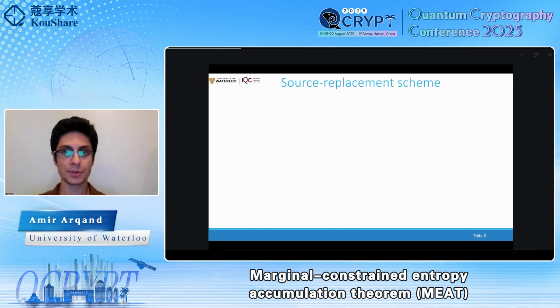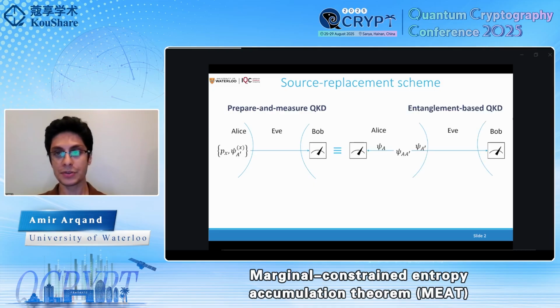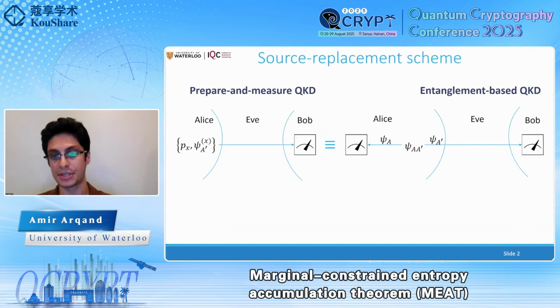We begin with the notion of the source replacement scheme, which essentially tells us that for security proof purposes, instead of analyzing a prepare-and-measure protocol, we can convert it into an equivalent entanglement-based protocol, where instead of Alice picking some states from an ensemble and sending them to Bob, she prepares an entangled state, sends part of it to Bob and keeps the other part to herself, and afterwards performs some suitable measurement on her side of the states, such that the resulting state would be as if she had picked these states from the ensemble in an actual prepare-and-measure case.